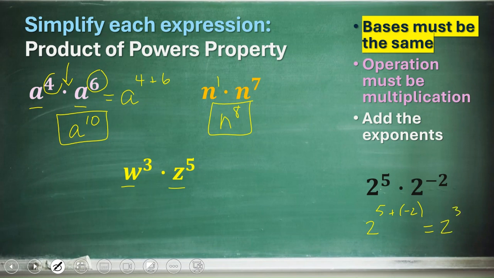Your teacher might be fine with this answer. The most accurate answer is going to be, what is 2 cubed? It's 2 times 2 times 2, which is 8. So I would want to see 8 as the answer, but technically 2 cubed is also a fine answer. And that is how you apply the product of powers property to exponents.